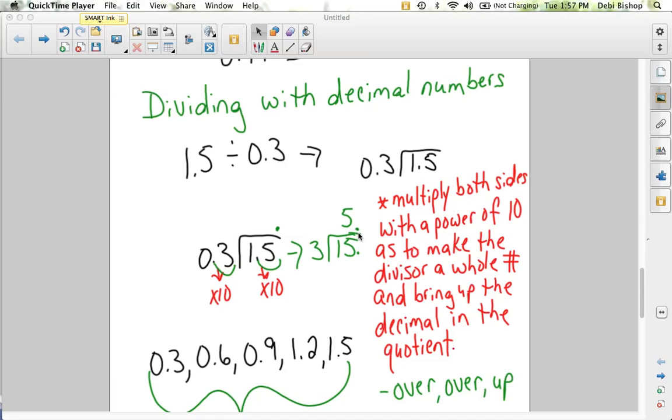So my trick to remember this is over, over, up. You move over from the divisor, then you go over from the dividend and up to the quotient. So over, over, up is your trick there. And you can see here, when I did over, over, up, I moved over, over, up, and then I divide. 15 divided by 3 is 5.